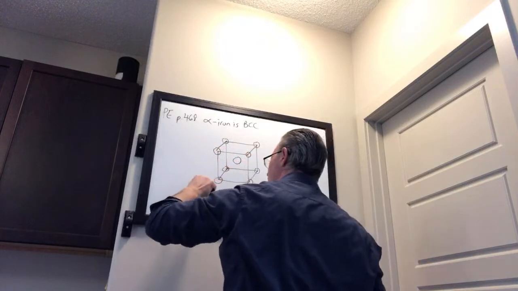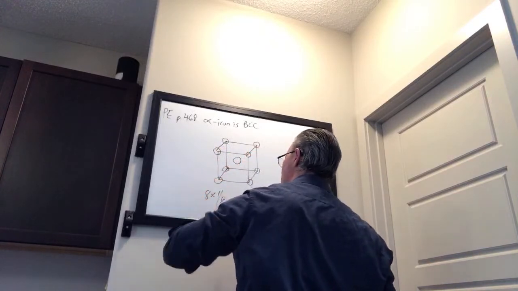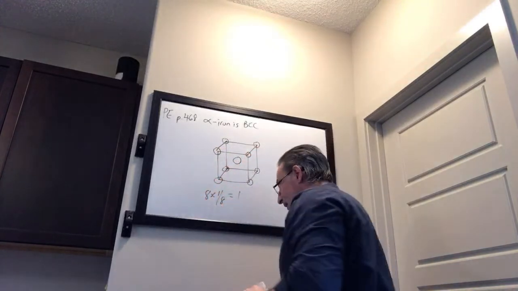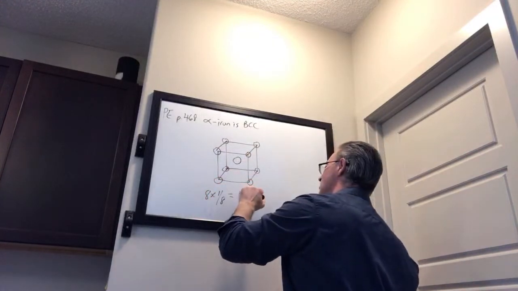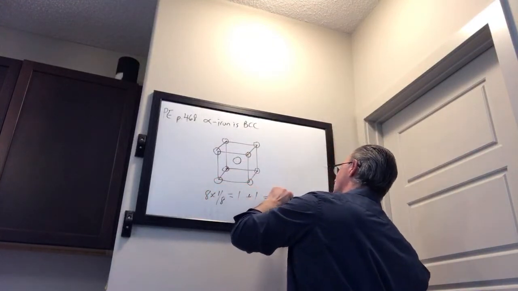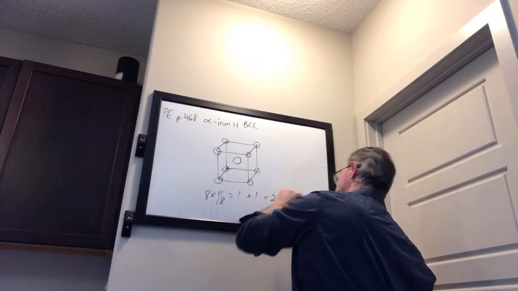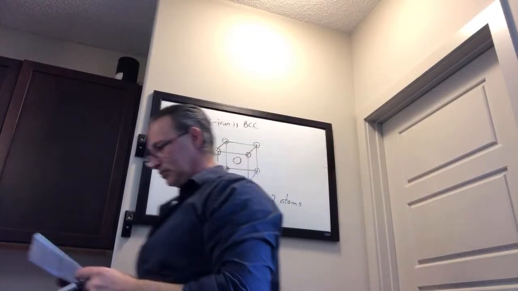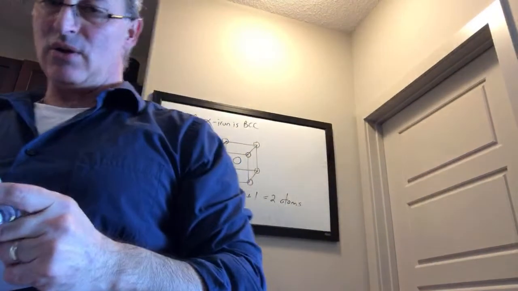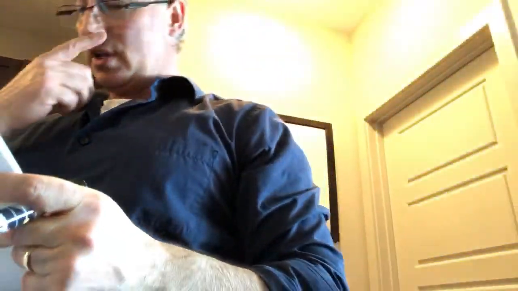So there's 8 vertices, each with 1/8 of an atom in them, totaling 1. And then the one in the center total to 2 atoms. So the unit cell holds a total of 2 atoms for the iron atom.